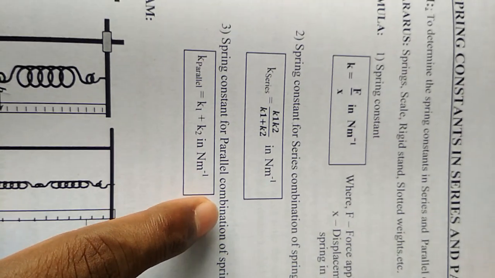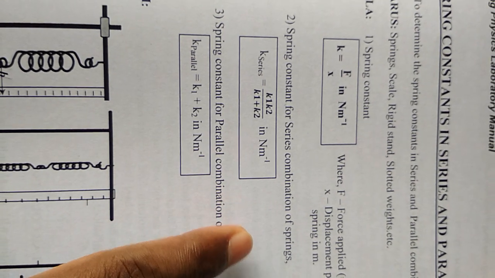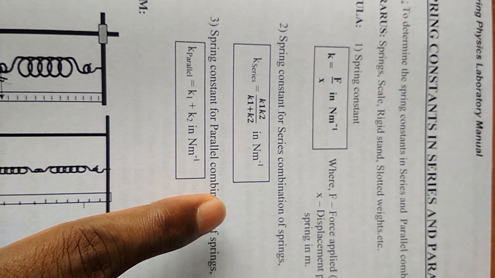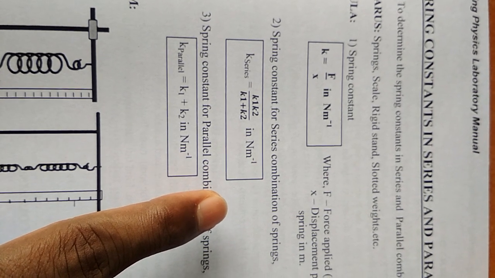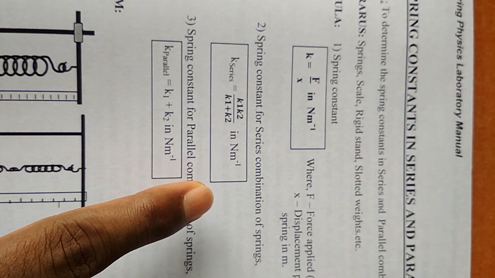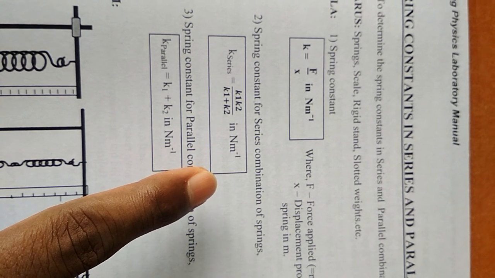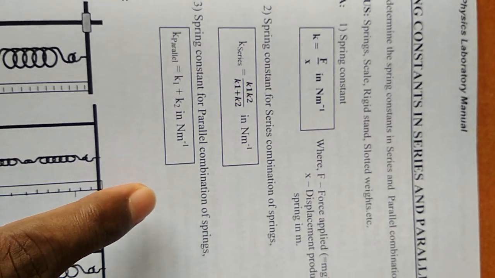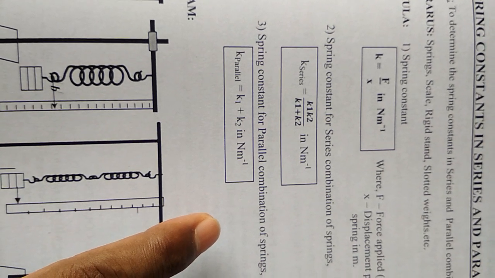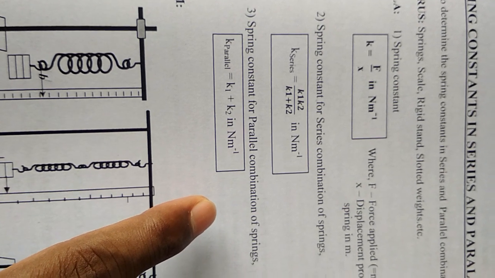Then we have a formula to calculate spring constant for series combination. K series is equal to K1 K2 divided by K1 plus K2. The unit for spring constant, as you already know, is Newton per meter, where K1 is the spring constant for spring 1 and K2 is the spring constant for spring 2. Similarly, for parallel combination the formula is K parallel is equal to K1 plus K2.